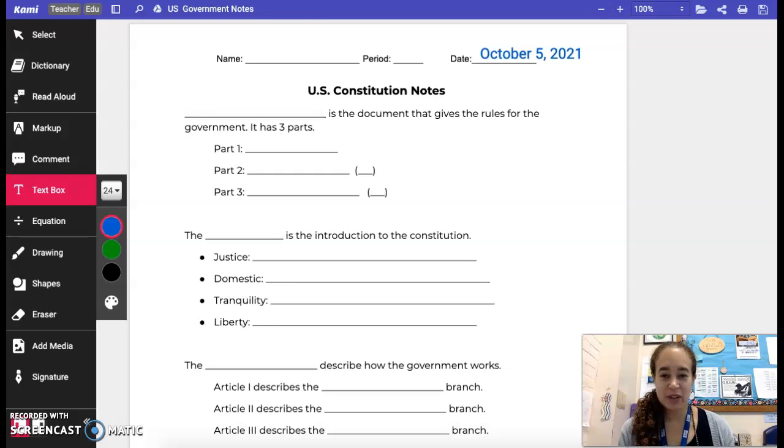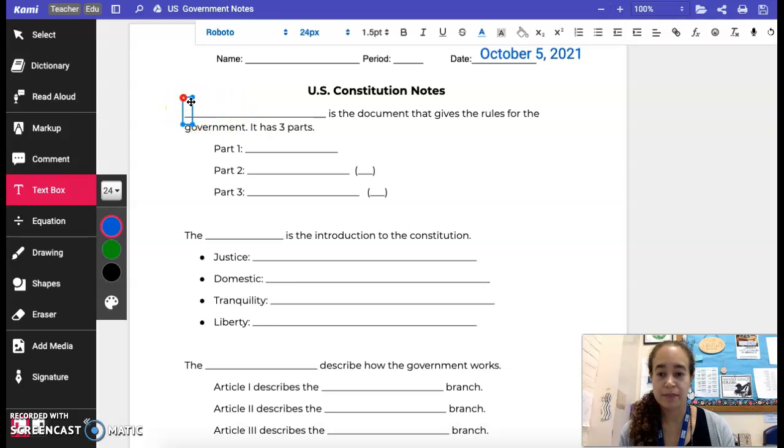Hey everyone, this is a quick review of our U.S. Constitution notes. I'm just going to review what goes in these blanks on this first page. So these are all notes that are going to be about our U.S. Constitution. We are going to start here with a vocabulary word to fill in this first line.